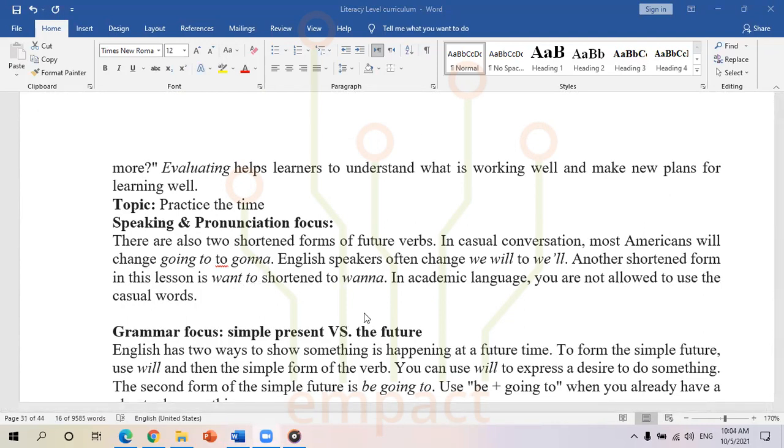that part. Here we have a topic which is about practice the time. This is the topic. We have speaking and pronunciation for this. Focus. Okay. There are also two shortened forms for future verbs.